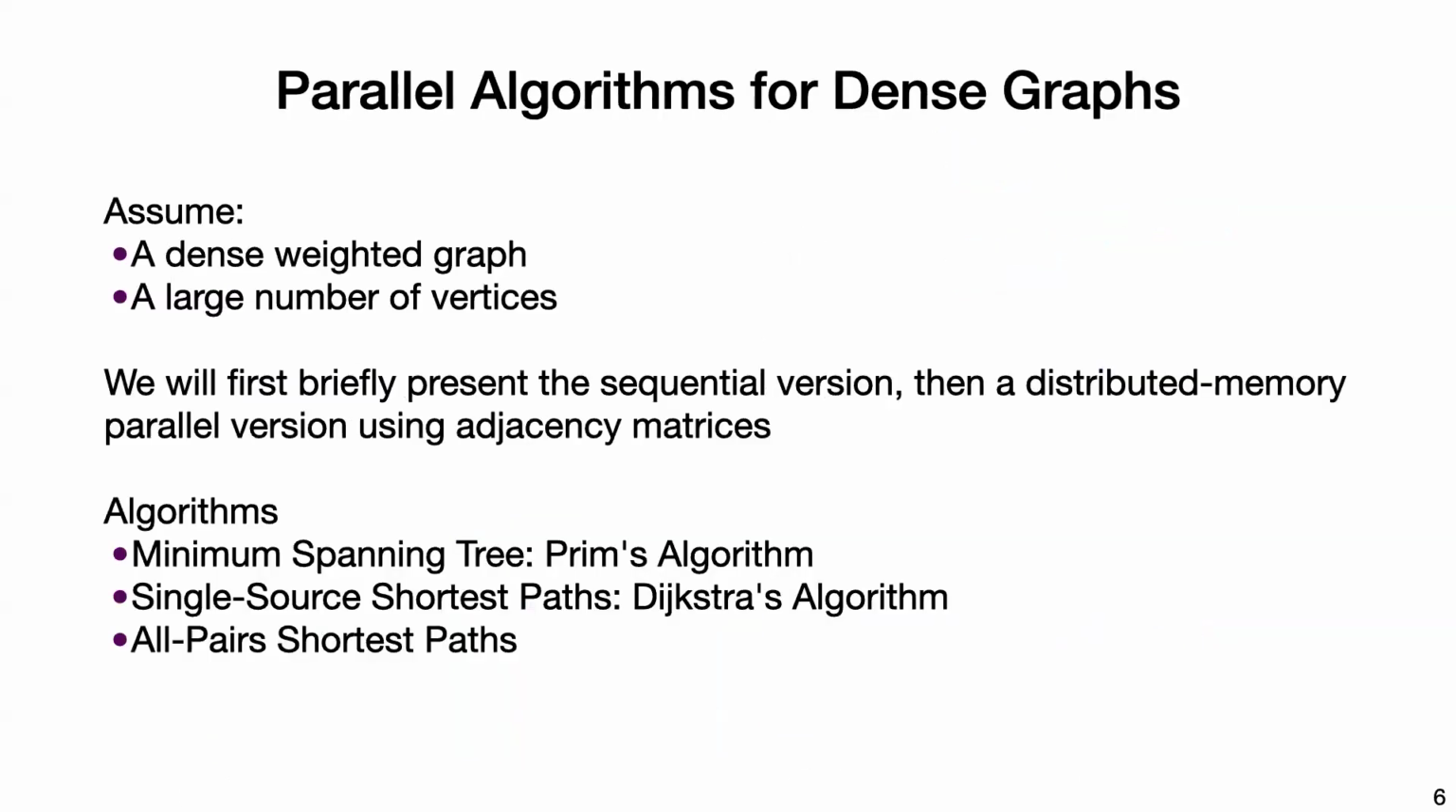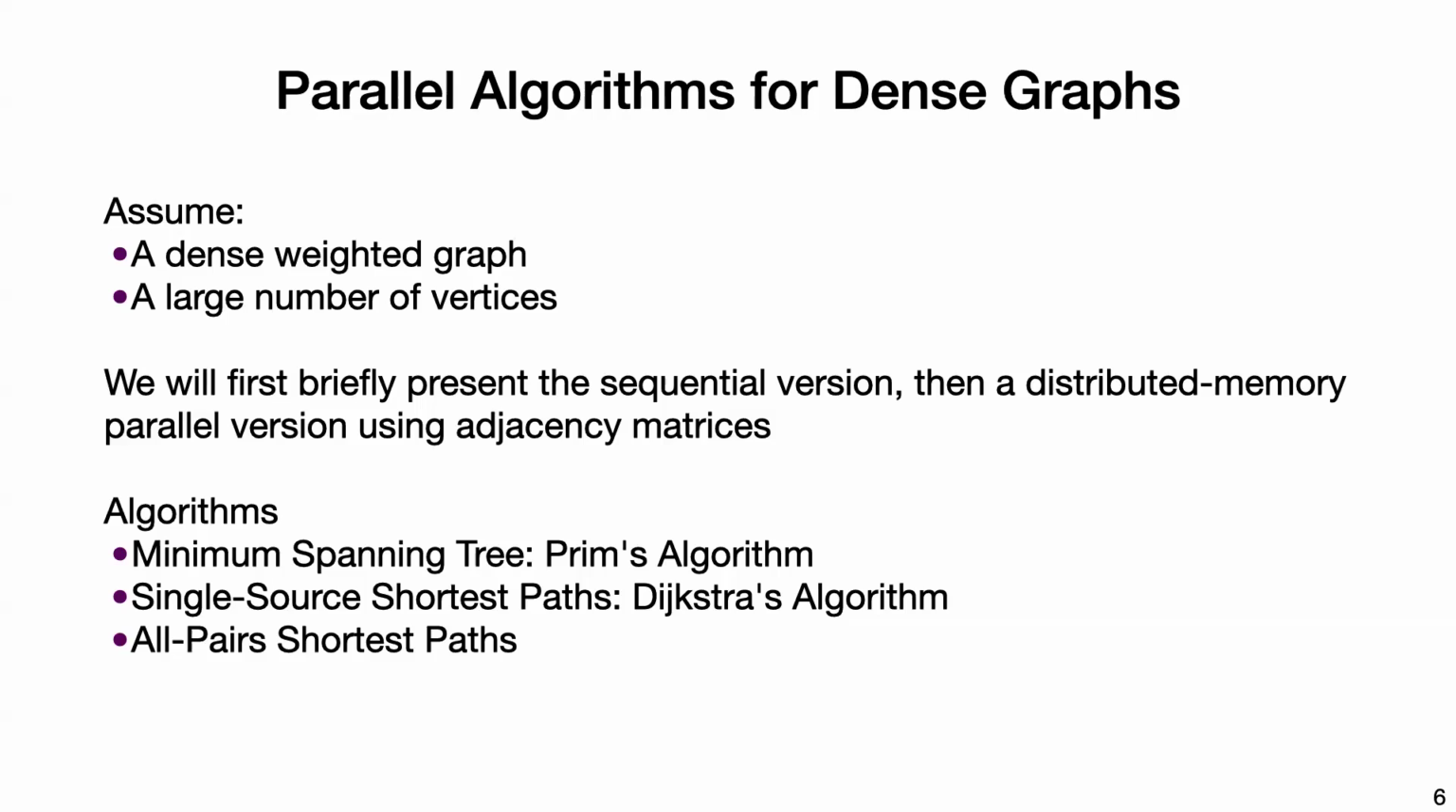In this part, we're just going to be doing parallel algorithms for dense graphs, which is a simpler case than sparse graphs, but still interesting because you get to use the matrix algorithms. So we can assume that we have a dense weighted graph, stored in adjacency matrix form. We'll also assume that we have a large number of vertices that can be spread across many processors.